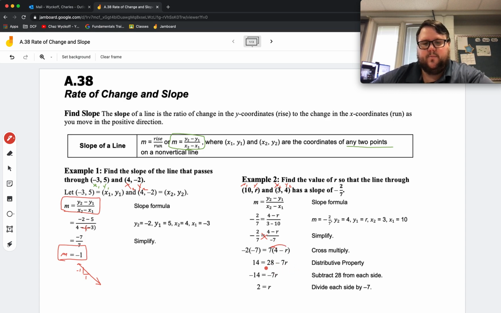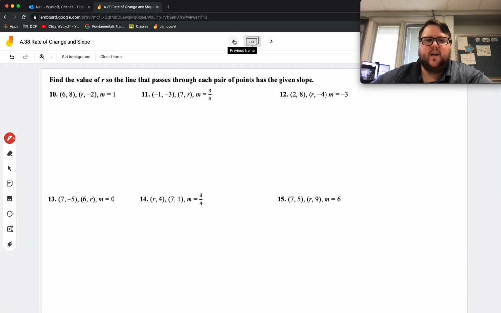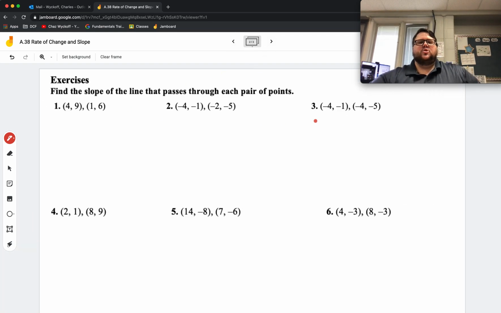So then subtract 28 to both sides. So you get -7r equals -14, and then divide by -7. And you got r equals 2. So that's how you're going to do these problems. I'm going to go ahead and do a couple with you, and then I'm going to leave you guys to do the rest. So I'm going to do the 3 top ones here.